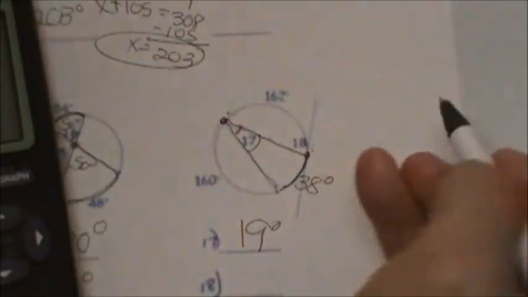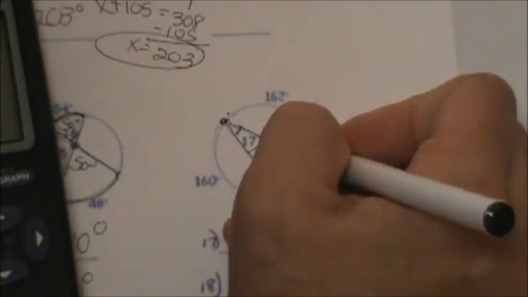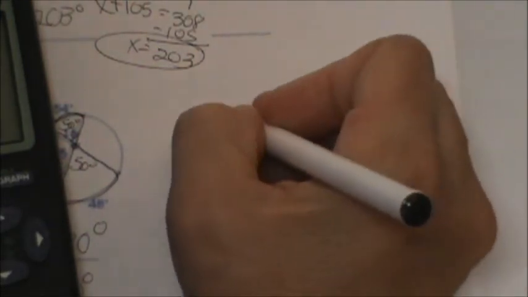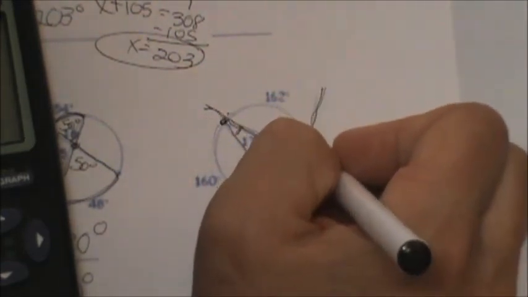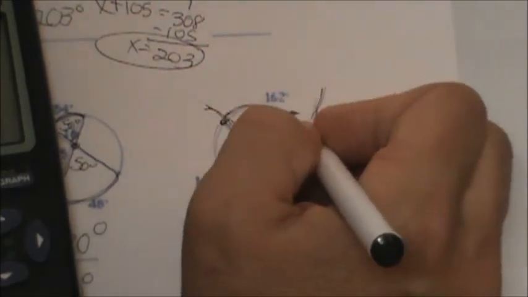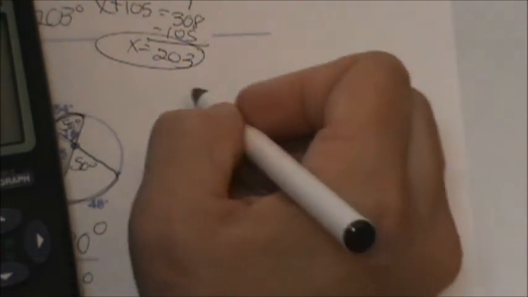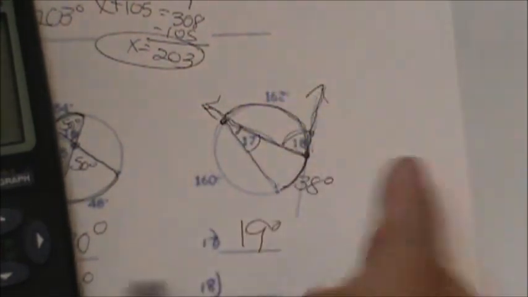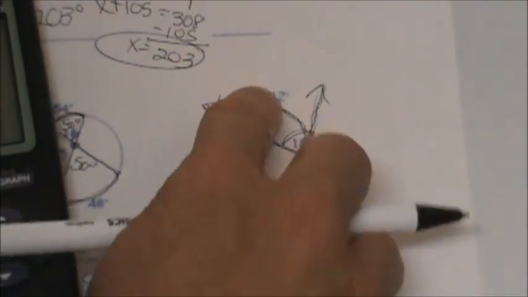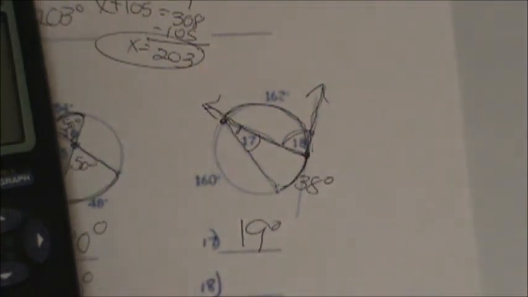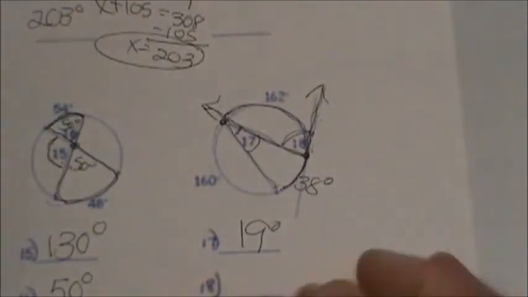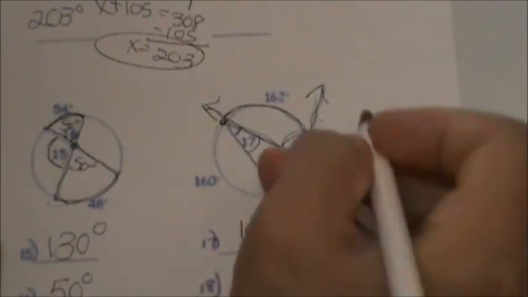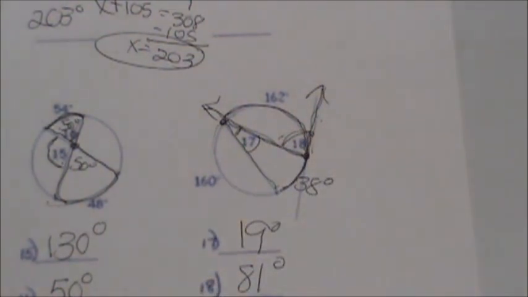And then angle 18 is also inscribed. But we have the intercepted arc, don't we? This arc is 162, and again, it's the tangent with a secant, so it's a little trickier to see. But the arc is 162, so we just take 162 and divide it by 2, and voila, 81. Okay, so 81 is the measure of angle 18.